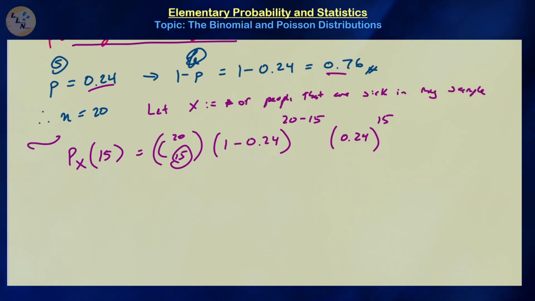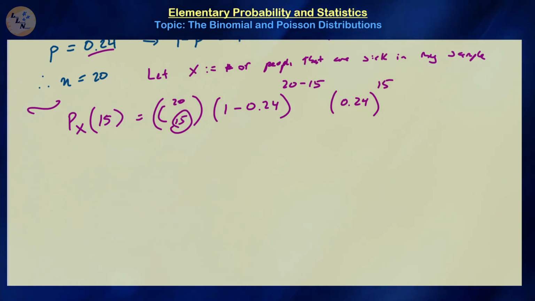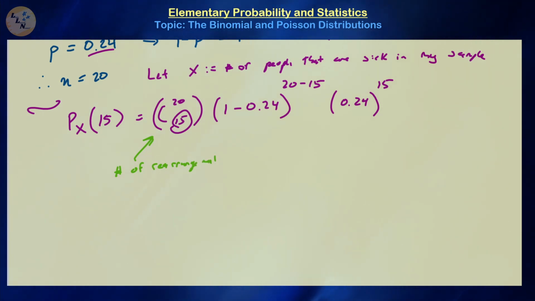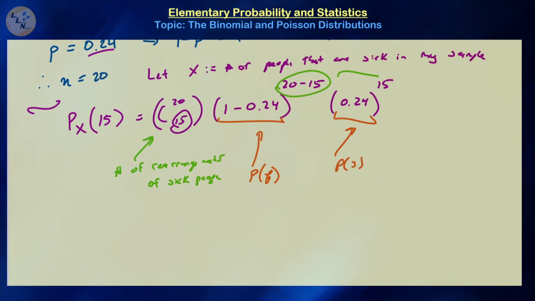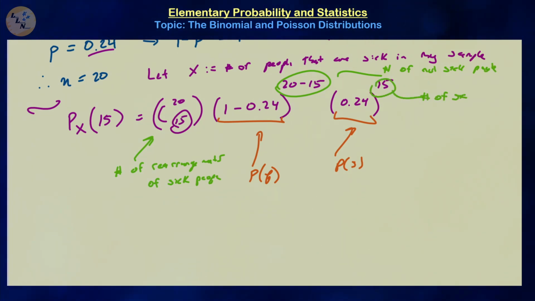So of course, let's just break this formula down and write it down. Why not? So this is the number of rearrangements of sick people. This right here is the probability of failure. This right here is going to be the probability of success. This exponent here is the number of not sick people. And this is the number of sick people in my simple random sample for both, of course.